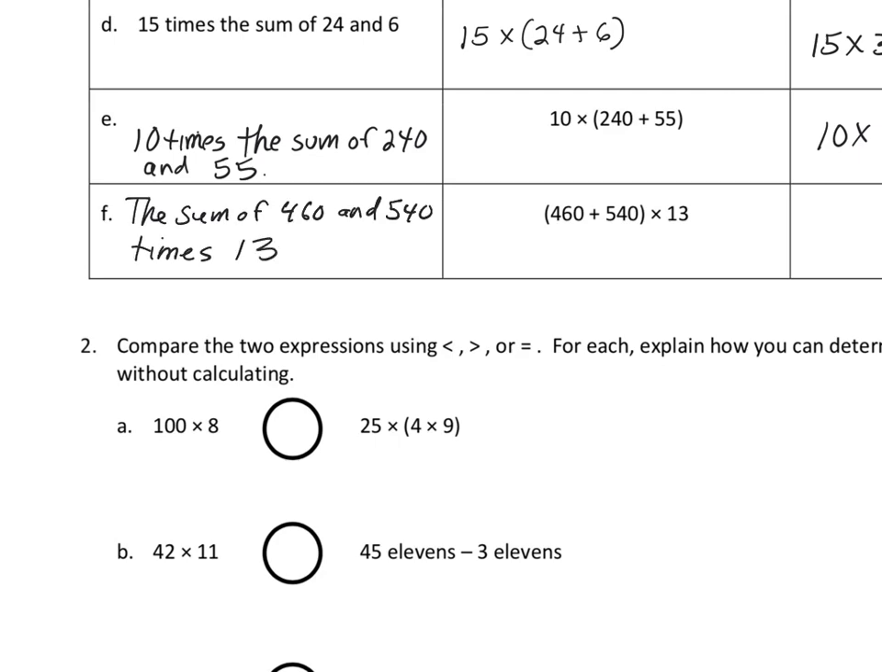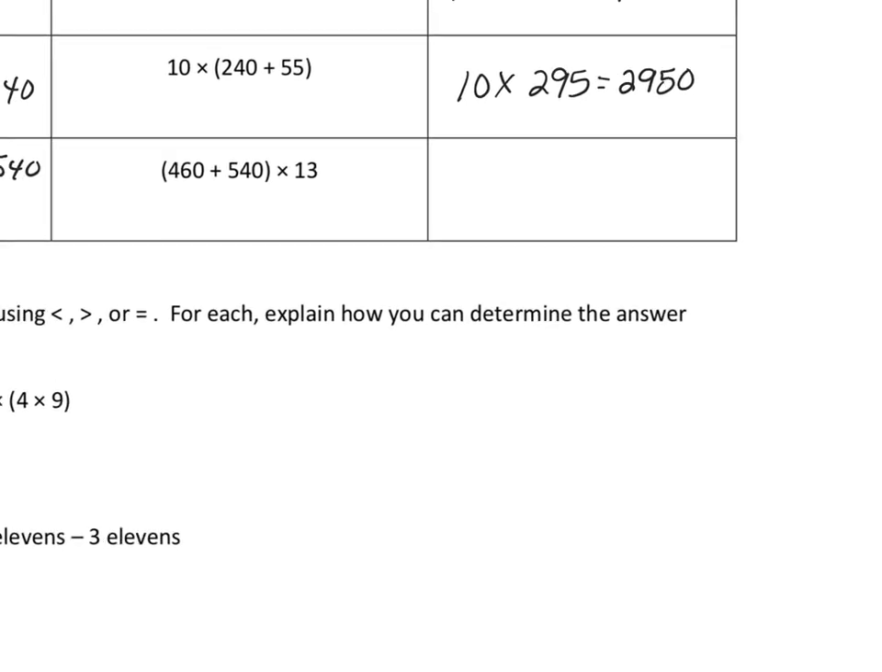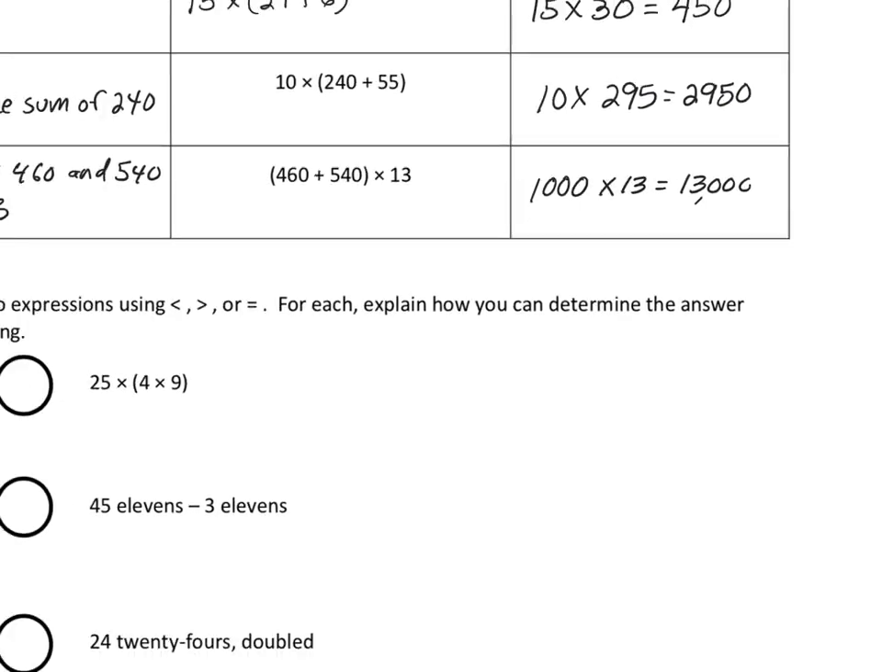Now let's go ahead and evaluate the expression. 460 plus 540 is equal to 1,000. And we're multiplying that by 13. So the answer would be 13,000. And we're done with that problem. Now let's go to the next problem.